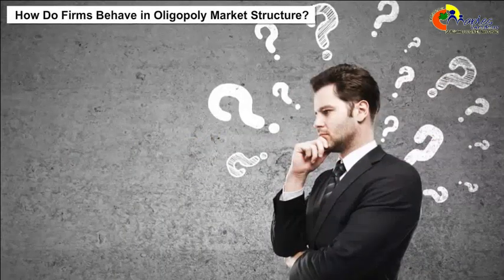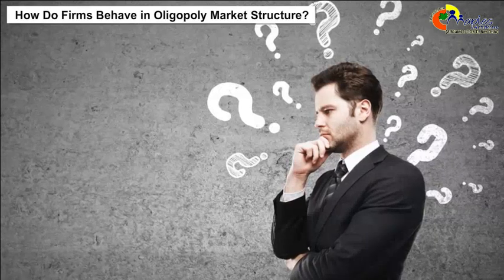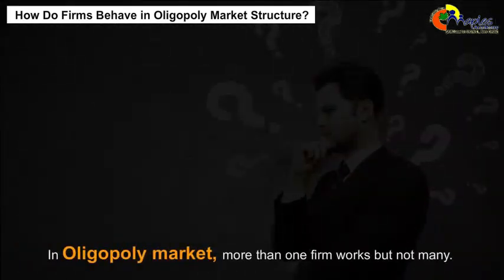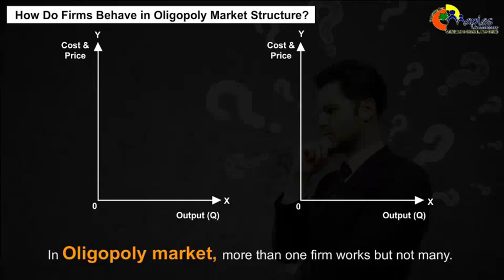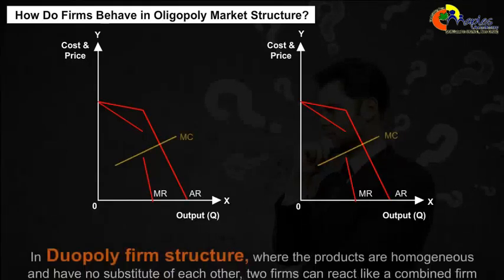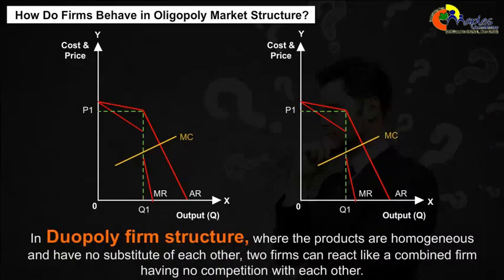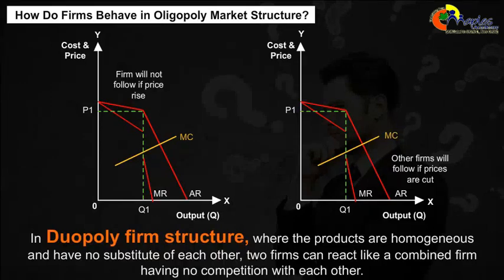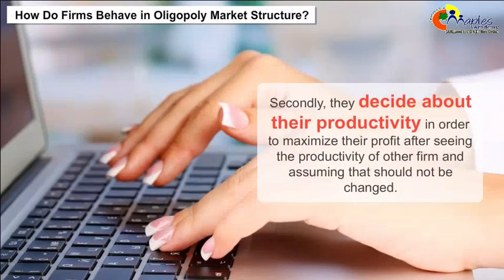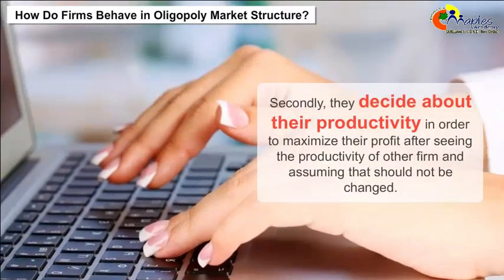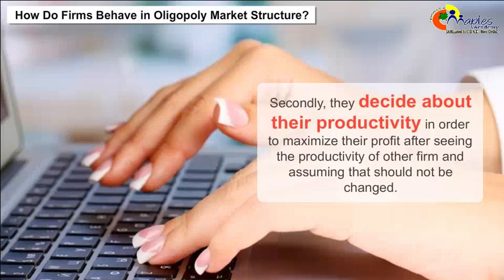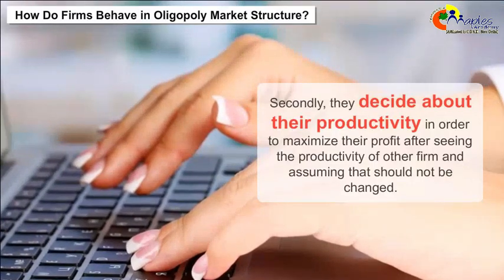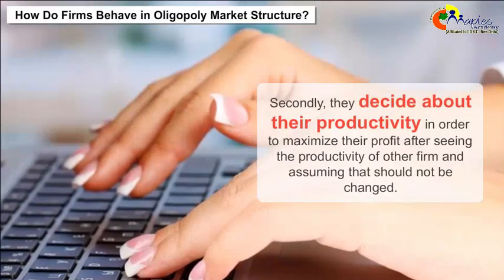How do firms behave in oligopoly market structure? In an oligopoly market, more than one firm works but not many. In a duopoly firm structure, where the products are homogeneous and have no substitute for each other, two firms can react like a combined firm having no competition with each other. Secondly, they decide about their productivity in order to maximize their profit after seeing the productivity of the other firm and assuming that it will not be changed.